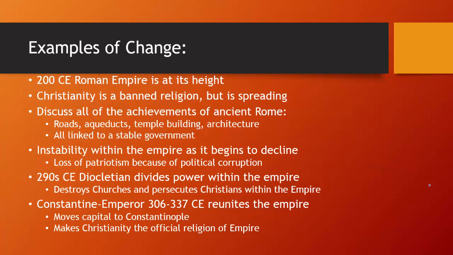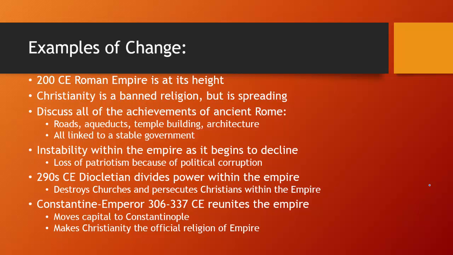So, some major examples of change. At 200 CE, the Roman Empire is at its height. Remember, Christianity is banned, but despite that, it is still spreading, even though Christians are being persecuted. Think about all the achievements of ancient Rome and why Roman rule over this area would lead to these developments, like roads being built and aqueducts and temple building and architecture. All of it, primarily in 200 CE, is being linked to the fact that Rome has a relatively stable government.